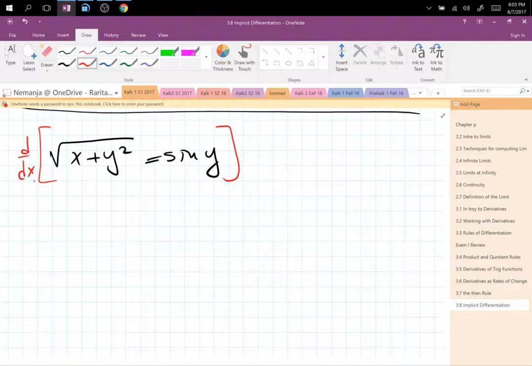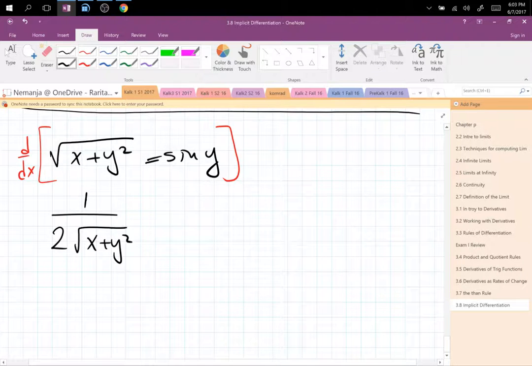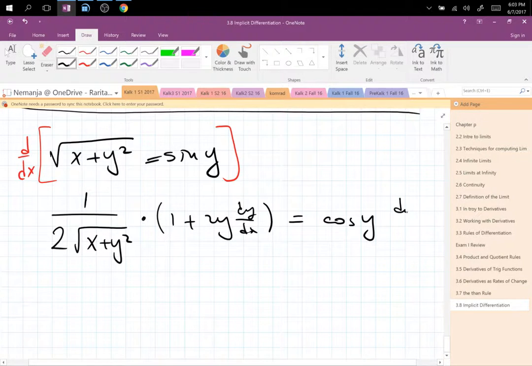Now, let's take a look at this together. We have a derivative of a square root. That means 1 over 2 times the square root, times the derivative of the inside, which is 1 plus 2y dy dx. Right? So why are you doing the derivative of the inside? It's the chain rule. All of the rules apply.